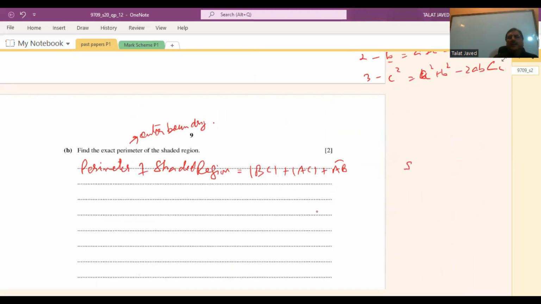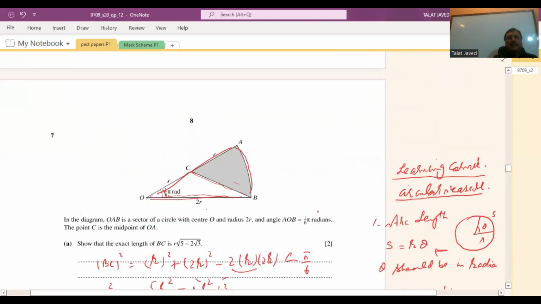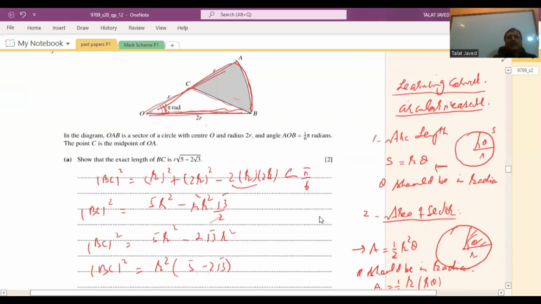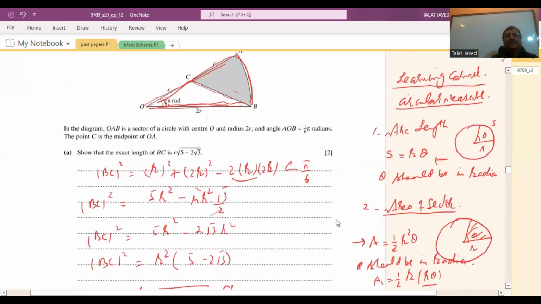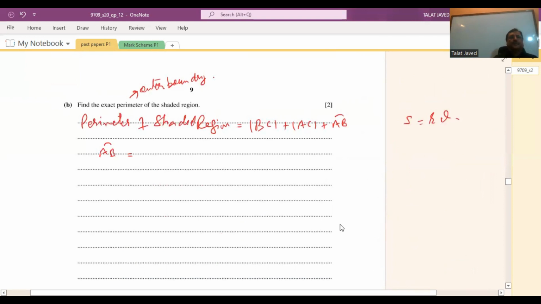The formula of arc length is s equal to r theta. So arc length AB is equal to r theta, where the radius is 2r. So the arc length is 2r times theta, and theta is pi by 6.